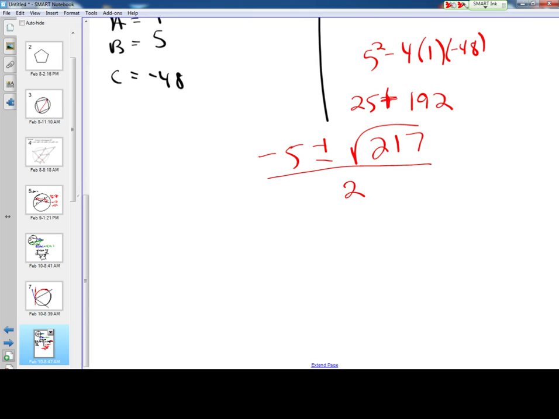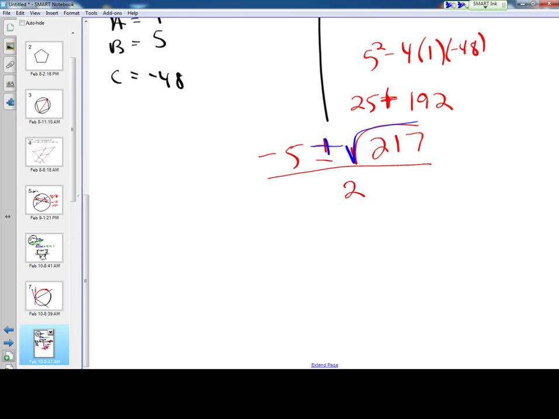So, what is 5 plus the square root of 217 divided by 2? Why do we add? We add and subtract. We actually do both. But why would you use plus or minus?